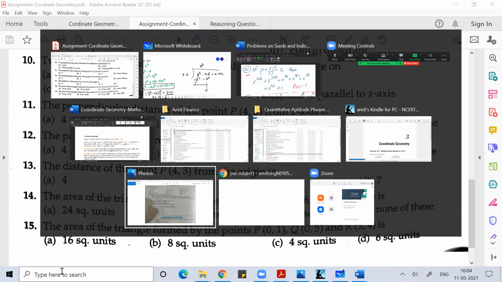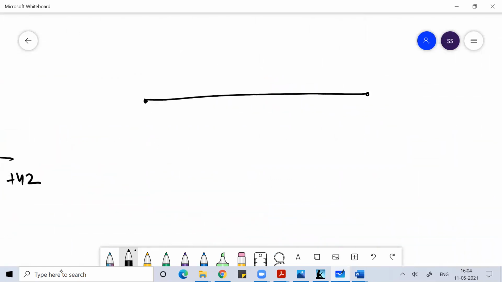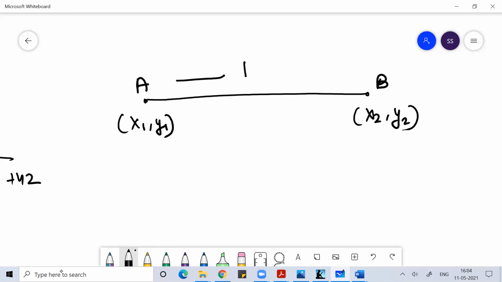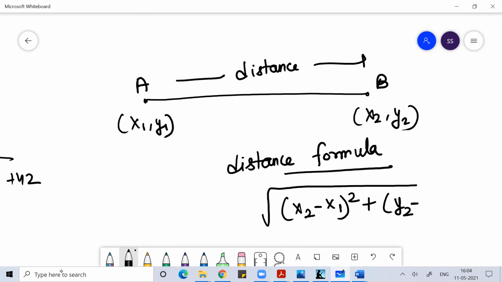Do you remember the distance formula to find the distance between 2 points? Suppose you have x1, y1 and x2, y2, and suppose this is point A and this is point B. We call this the distance formula, used to determine the distance between the 2 points. So the distance formula will be root of (x2 minus x1) whole square plus (y2 minus y1) whole square. That will be equal to this.